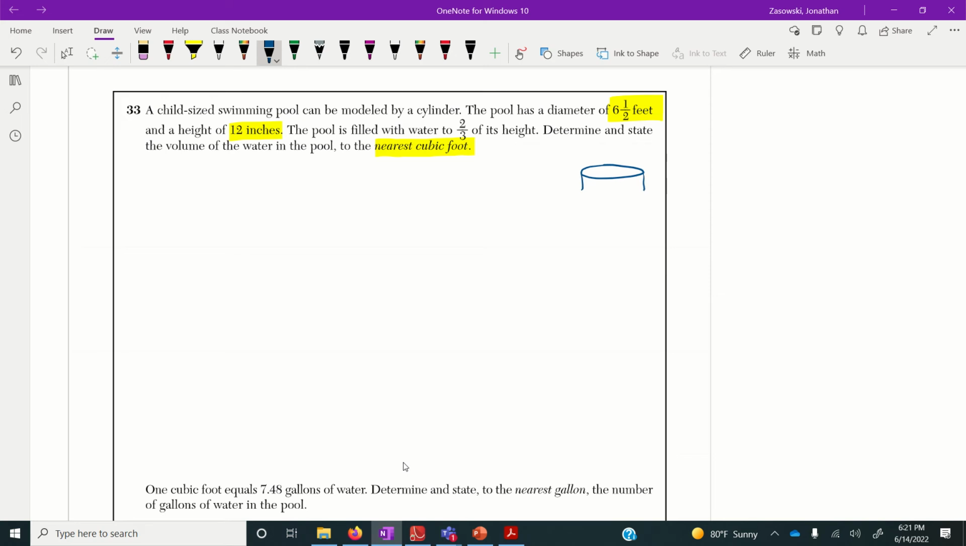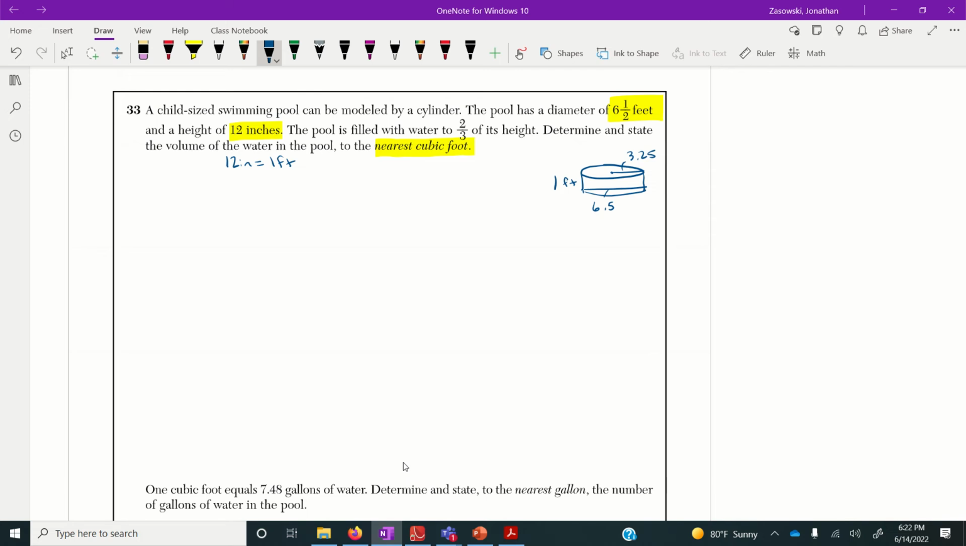So pretty easy if you want to draw ourselves a picture. We got ourselves, okay, a little pool here. The height of it was 12 inches, which is 1 foot. So that's the height. And then the diameter is 6.5. So that's going all the way across. So we got to keep in mind that the radius then is going to be 3.25.